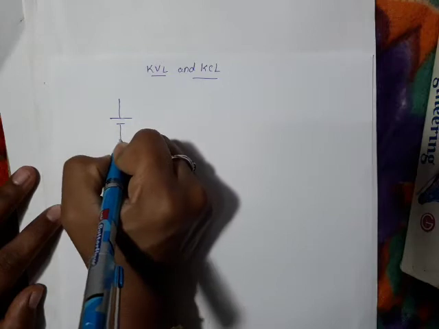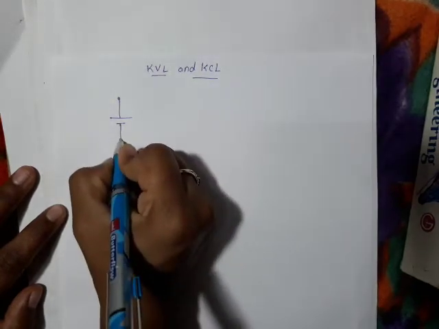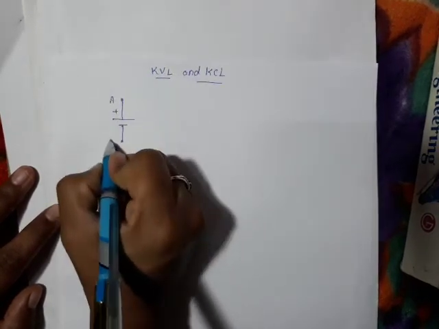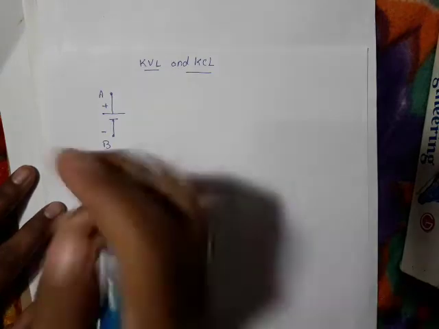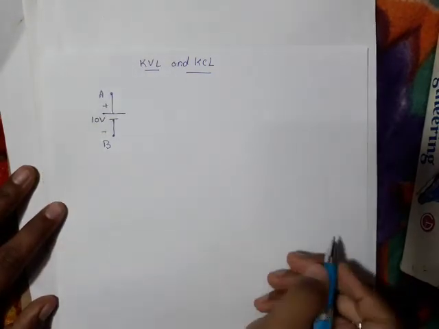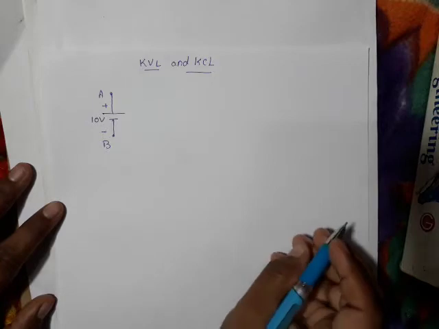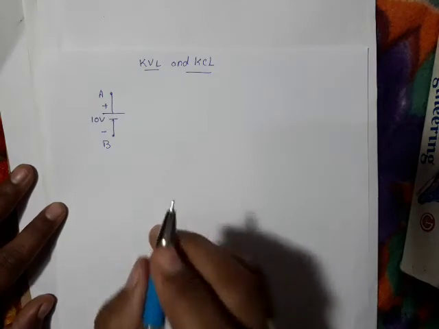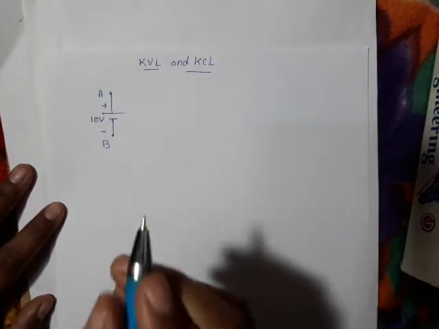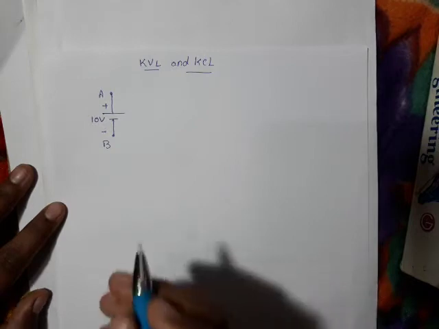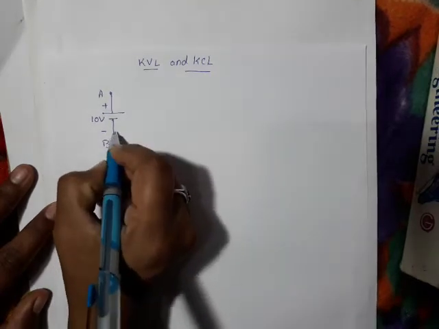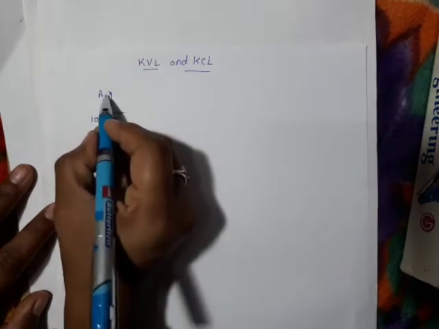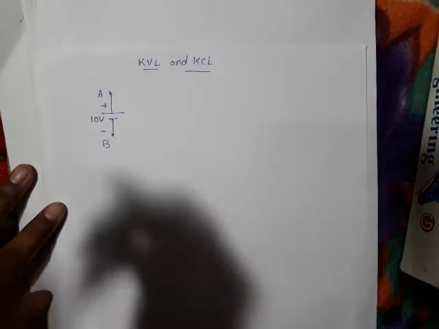Battery is a DC source. This is terminal A, this is terminal B, plus and minus. Let the voltage of the battery be 10 volts. Now I need to apply Kirchhoff's voltage law for this. Remember one thing: when you are applying KVL or KCL, your direction is very important. You can apply KVL from here to here or from here to here.